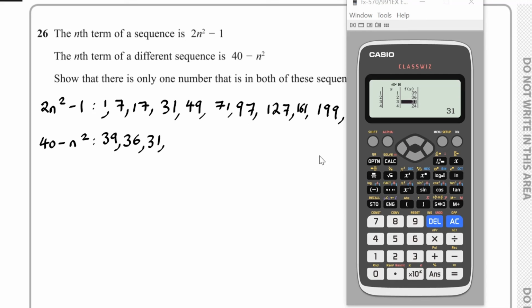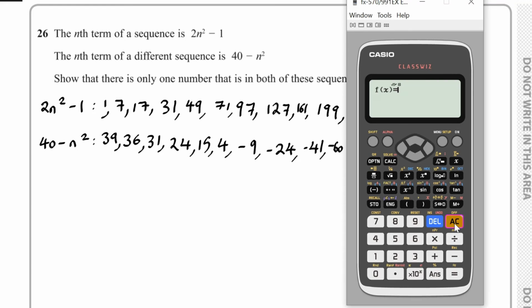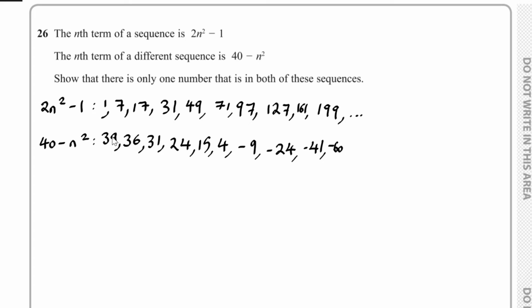31, 24, 15, 4, minus 9, minus 24, minus 41, and minus 60. Now, if we continue, the terms will just get more and more negative. So there's only going to be one number which matches up, and that is the 31.